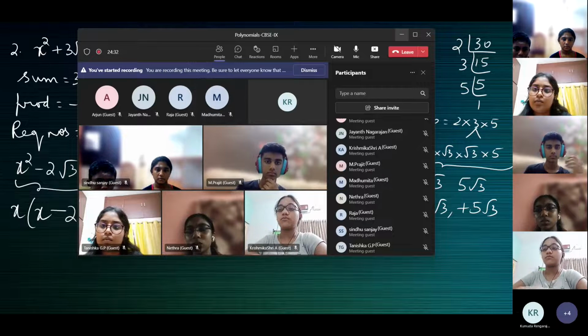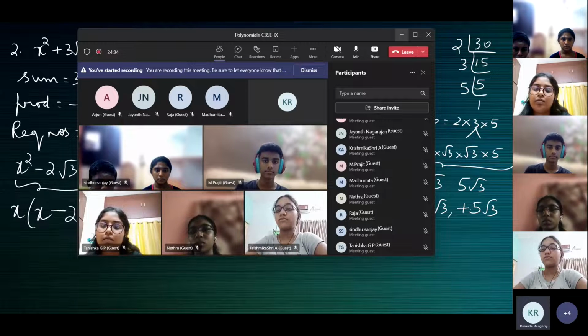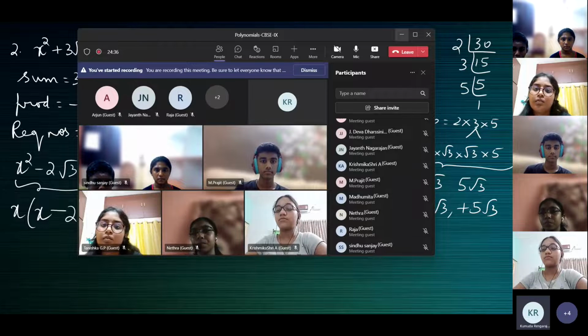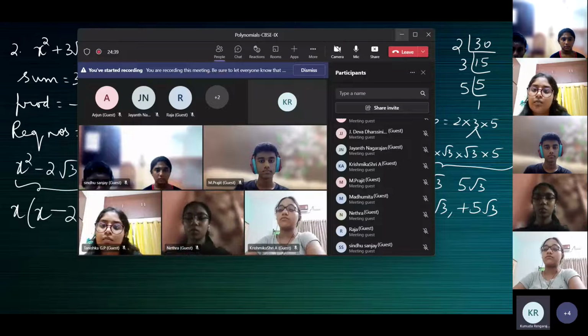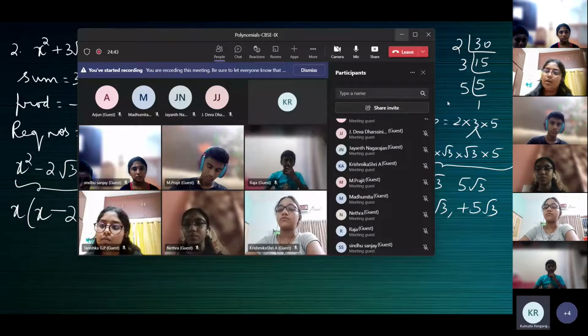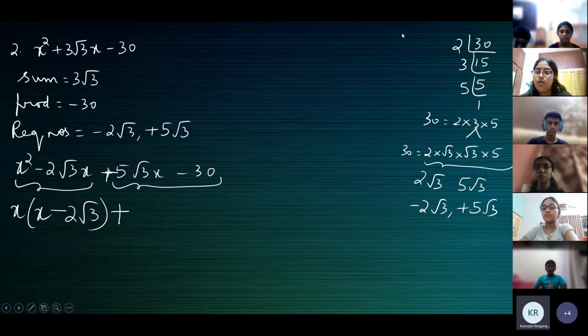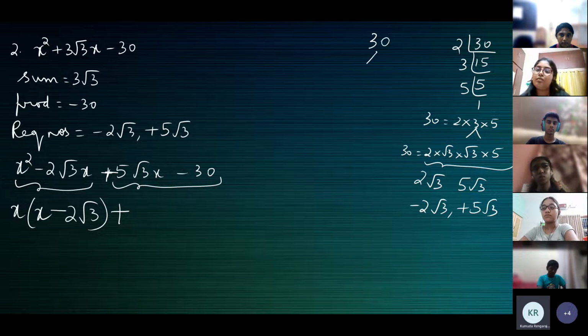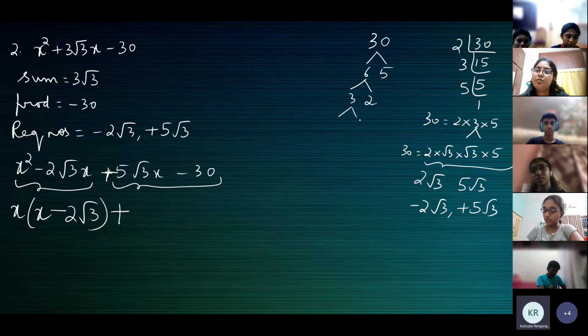Thank you. So we need to find the HCF, the highest common factor of 5 root 3 and 30. For that, we know what is in 5 root 3. 5 root 3 has 5 and root 3 in it. What does 30 have in it? 30, we know, is 6 into 5. 5 is 5 and 6 is 3 into 2. And this 3 is further root 3 into root 3, right? So 30 has 5 root 3 in it.